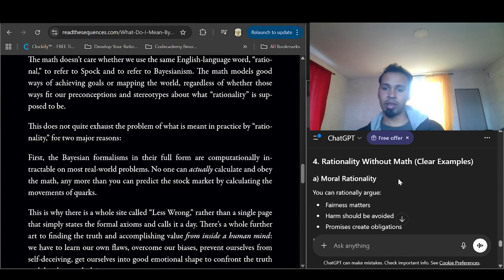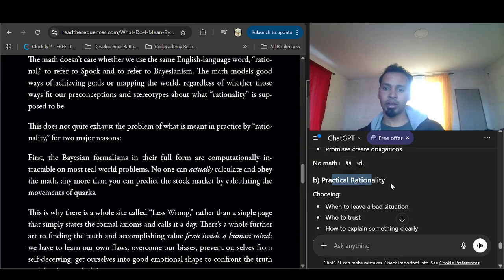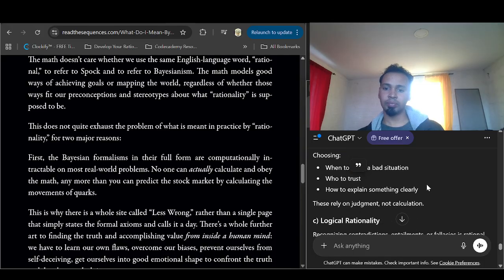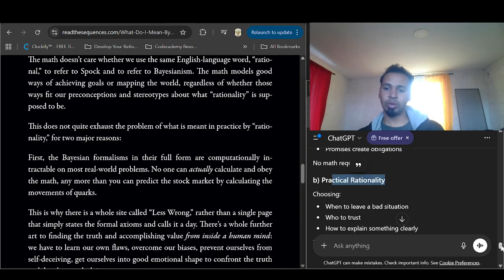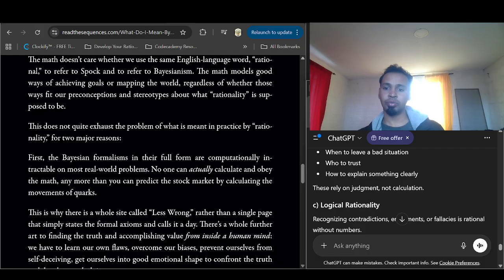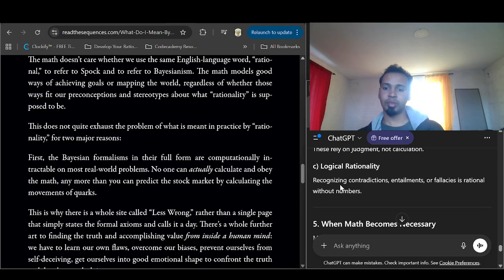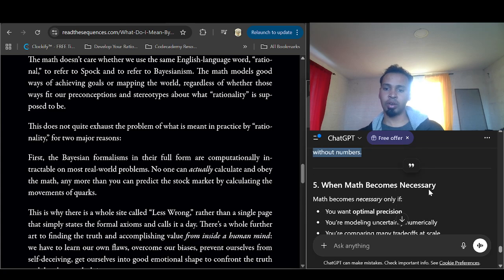Rationality without math. You got moral rationality. I think that would be the instrumental rationality that he spoke of. Practical rationality, okay, which I would see as more of an intuitive-based decision-making process. When to leave a bad situation, for example. Who to trust, how to explain something clearly, absolutely. These rely on judgment, not calculation. Logical rationality, recognizing contradictions, entailments, or fallacies as rational without numbers.